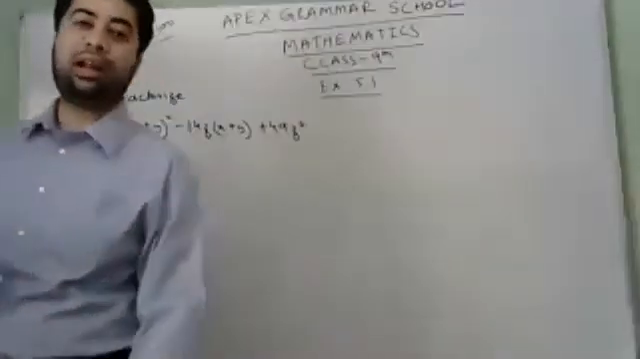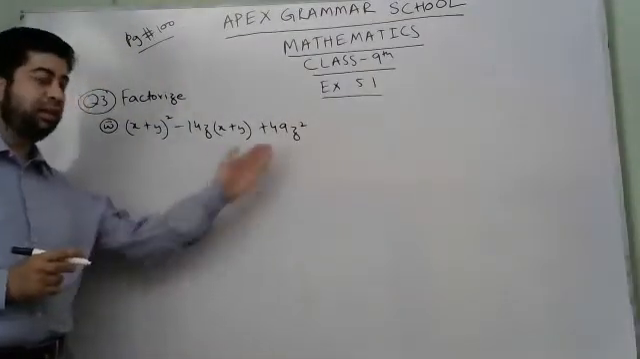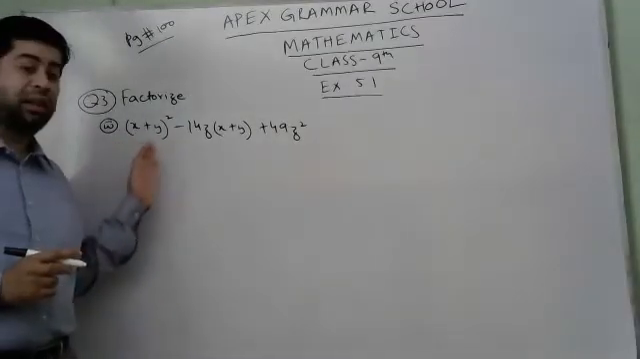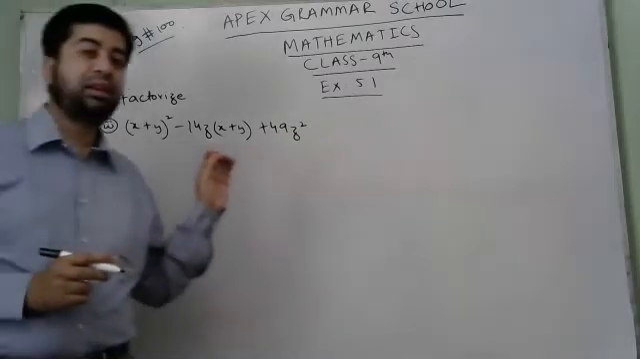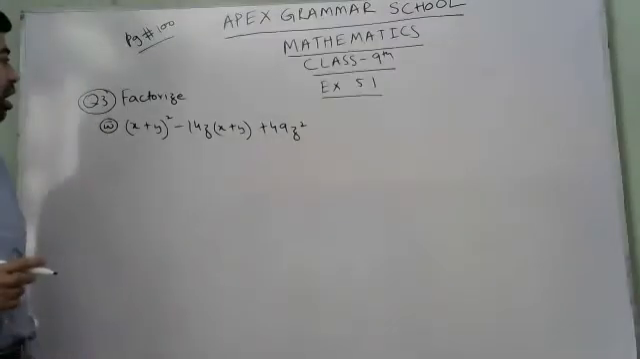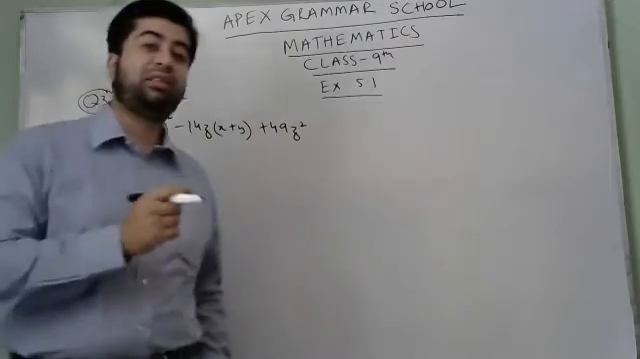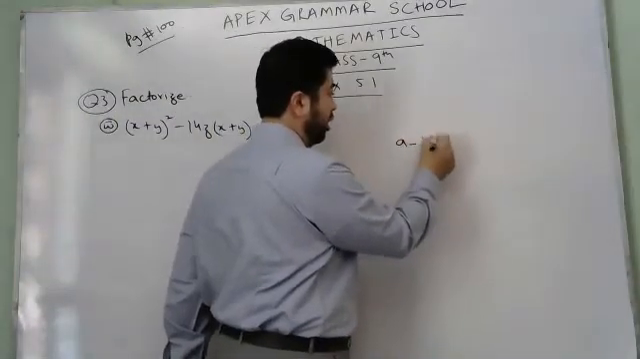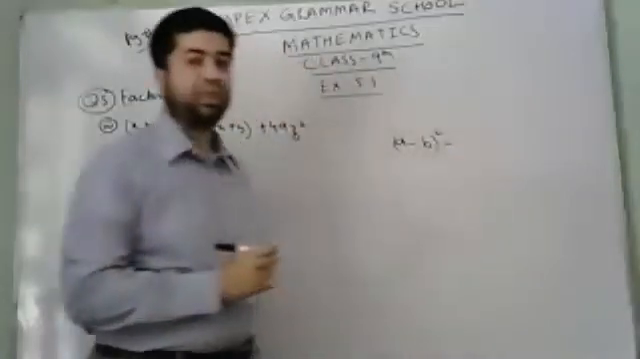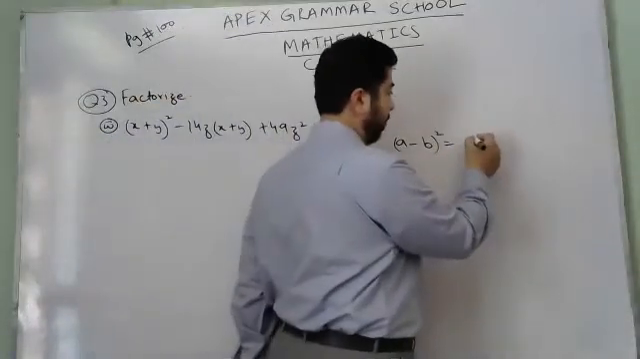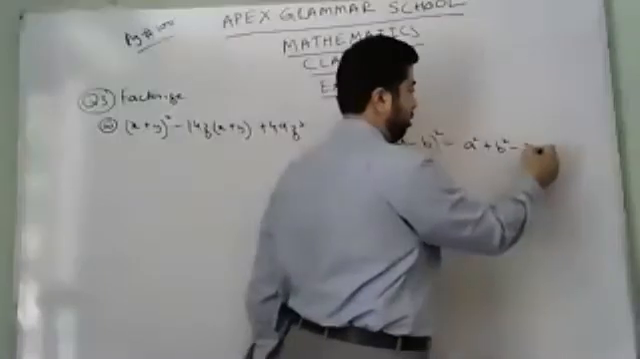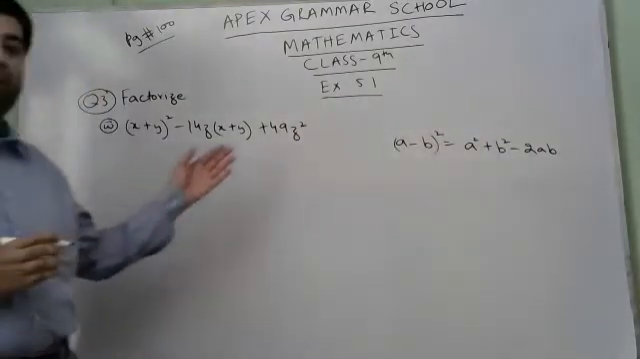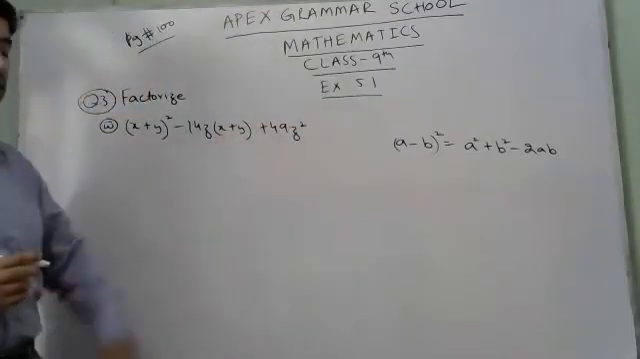First, you have to see whether there is anything common in this whole expression. You see that there is no single element common except one. After that, you have to see whether it is a formula or not. You know very well that (a minus b) whole square is a square plus b square minus 2ab. So you have to confirm whether this scenario is like this formula.